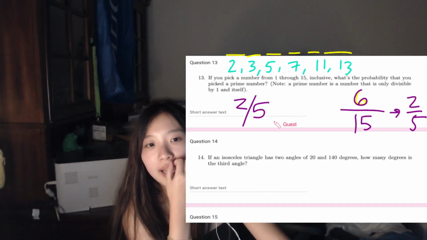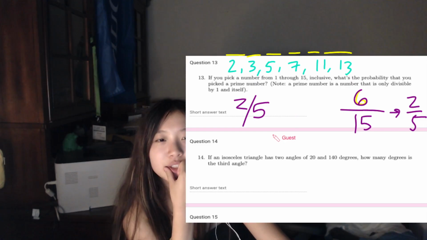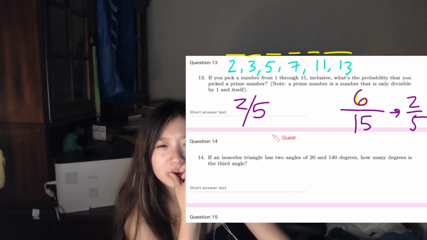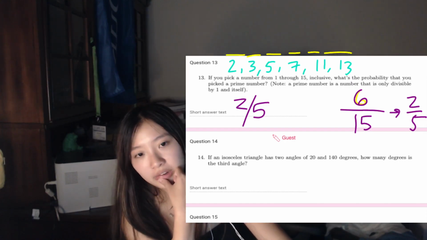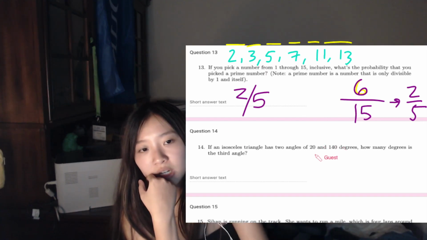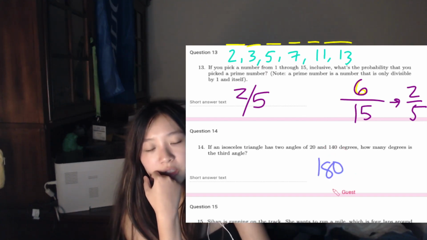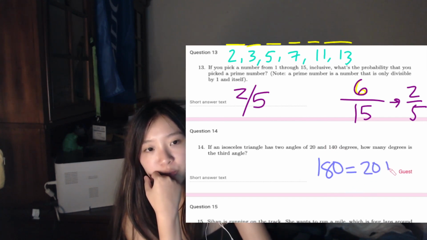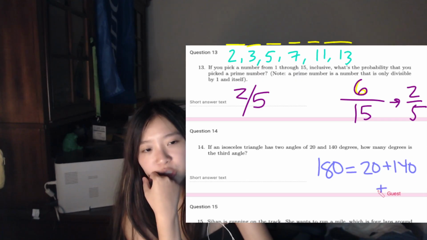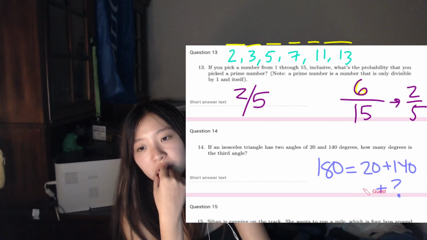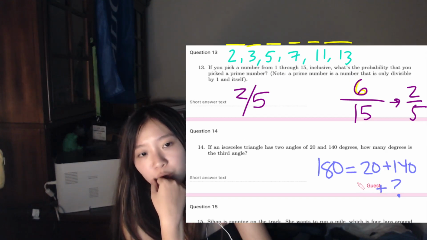Now moving on to our next problem. If an isosceles triangle has 2 angles of 20 and 140 degrees, how many degrees is the third angle? Well, fun fact of the day: the interior angles of a triangle sum to 180. So, if I already know that one of them is 20 and one of them is 140, and this question mark here, I can subtract both sides by 20.